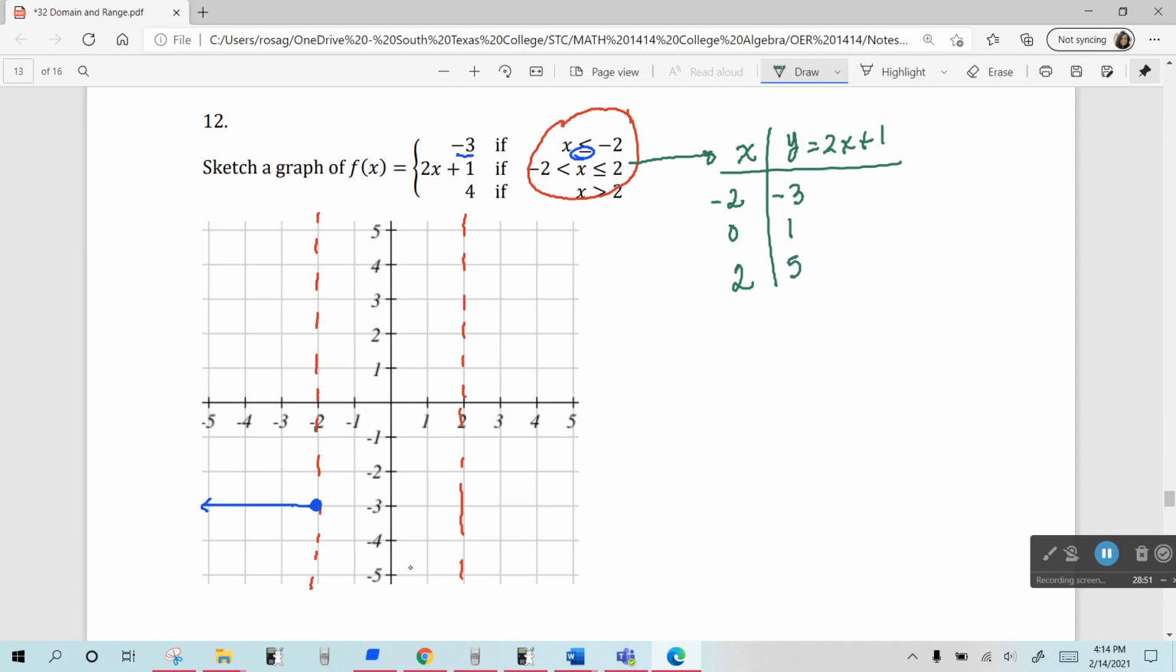And then it's going to start where I ended. 0, 1, 2, and 5. Now if you look at the 2, here it has the equal, so I'm going to bubble it in. I'm basically going to do that. And then after that is just 4 here. Now because the 4 doesn't have the equal, we're going to put an open circle.